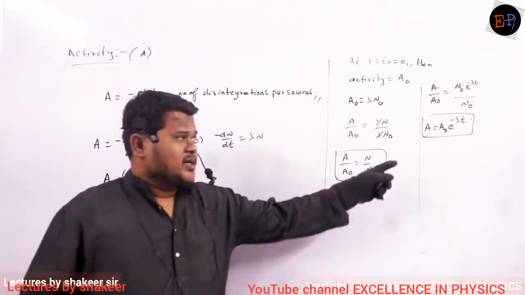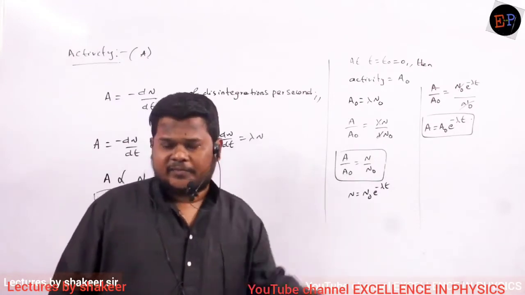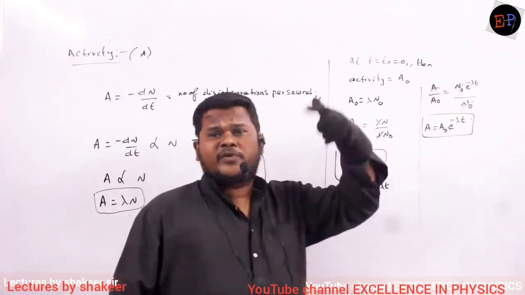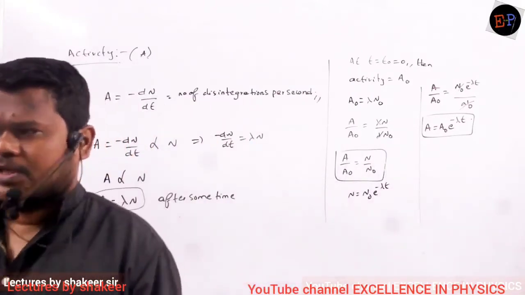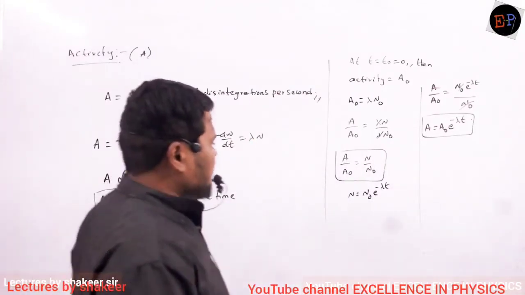So A is the activity at present, that is after a time of t, and A naught is the initial activity before a time of t. So questions can be asked on this one also. Understood? That's it.